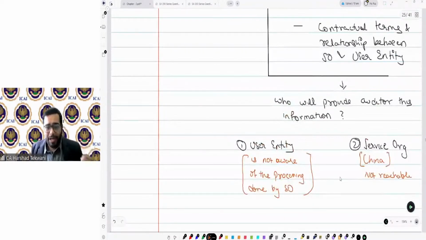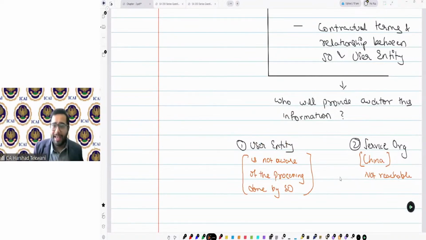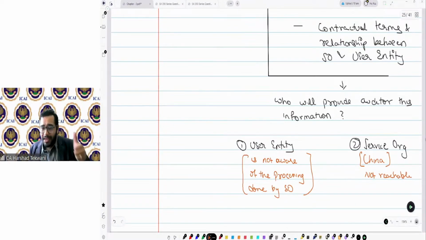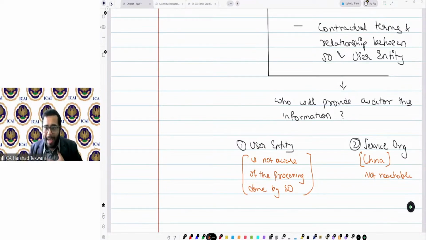And what if the user entity doesn't even have the information whether the service organization is actually checking whether all the timesheets have been received or not? I am the user entity, giving 10 employees' timesheets to that service organization, but I don't know whether they are checking the completeness or not. Or, if they are checking the completeness, are they checking it appropriately?